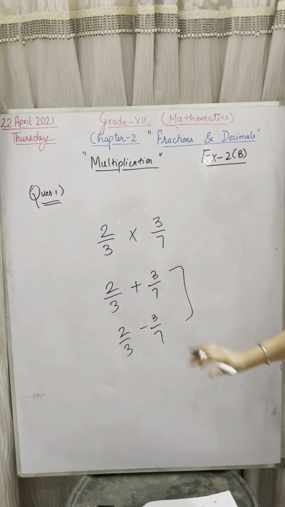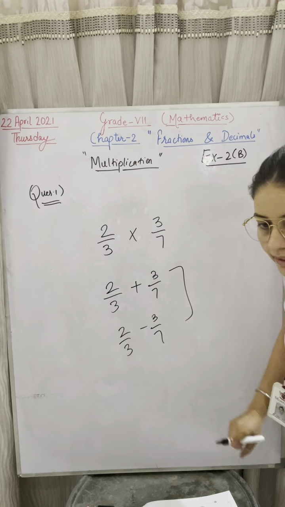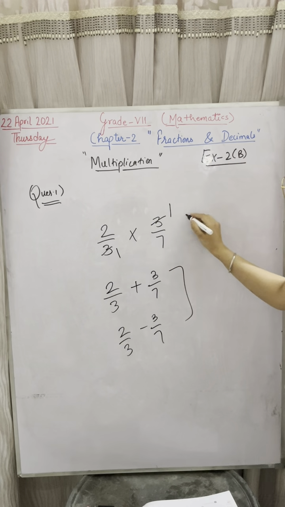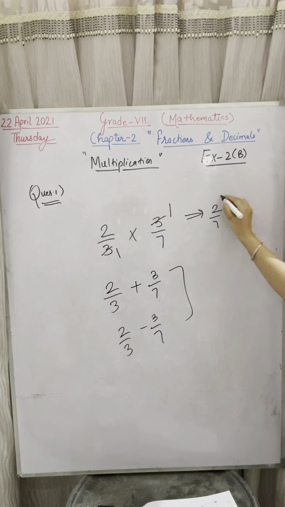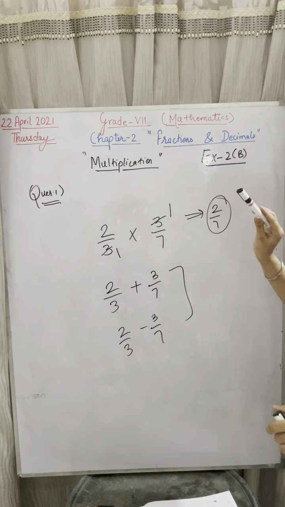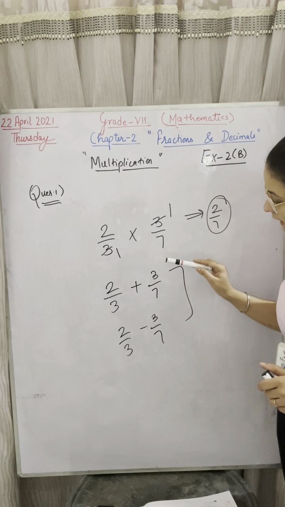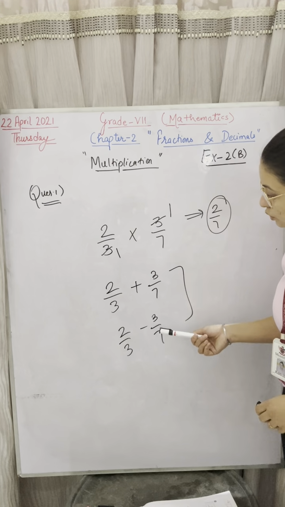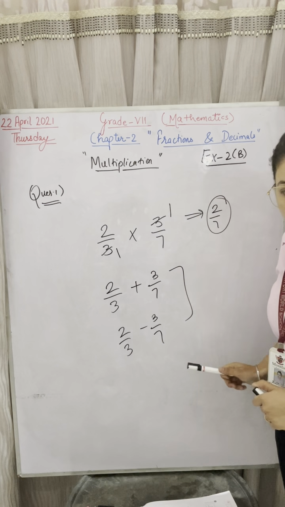In both the cases you have to take LCM. Okay, but in multiplication there is no need of LCM. You can directly cancel 3 ones are 3, 3 ones are 3. Rest we can't cancel, so the answer will be 2 by 7. Okay, in the case of multiplication there is no need of LCM. In addition and subtraction that we discussed yesterday, there we have to apply the LCM property.